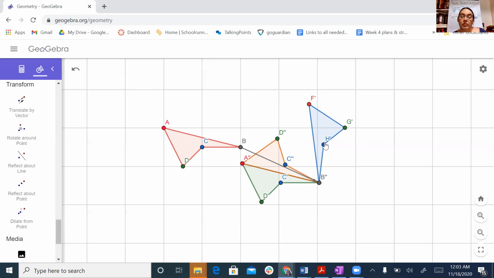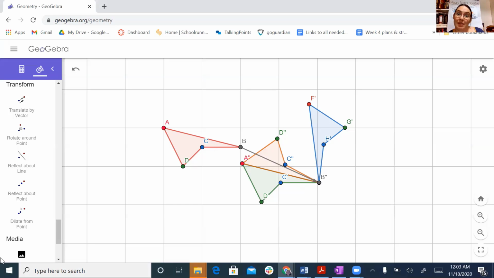To figure that out, I'm going to take 2 points that correspond and consider the size of the angle formed by their rays through the point they have in common. So we've already lined B up. I'm going to take A double prime to B double prime to F prime. Whatever that angle measurement is, that's how far I need to rotate to get A double prime to land on F prime, and to have that whole segment land up on the segment from B double prime to F prime.